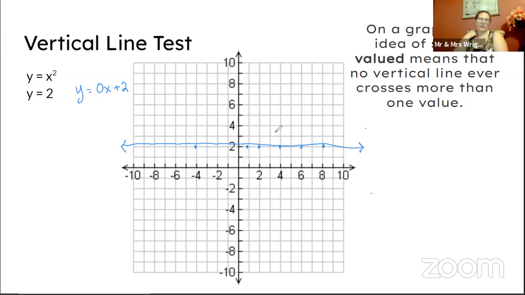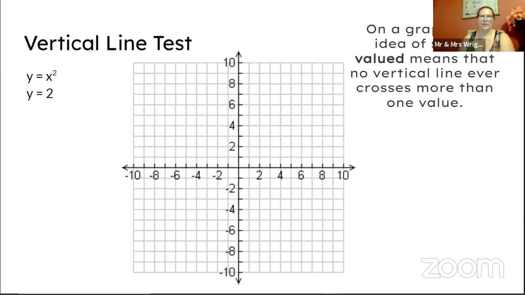Now, is this a function? Okay, well, let's look. We have our pen. We're going to take it and go across the graph. Does it ever cross the graph line in more than 1 point at any given time? No, it doesn't. So that is a function.